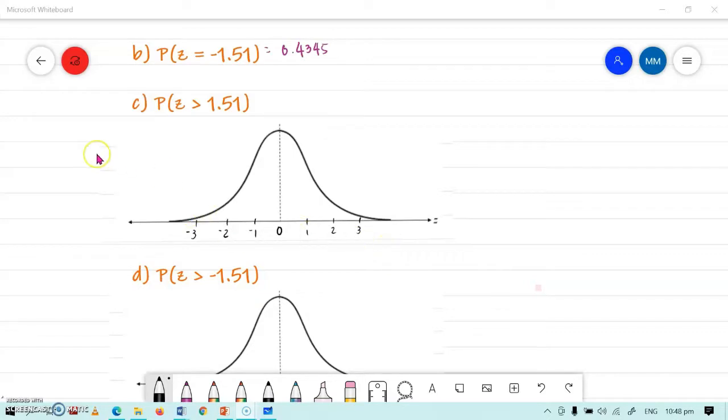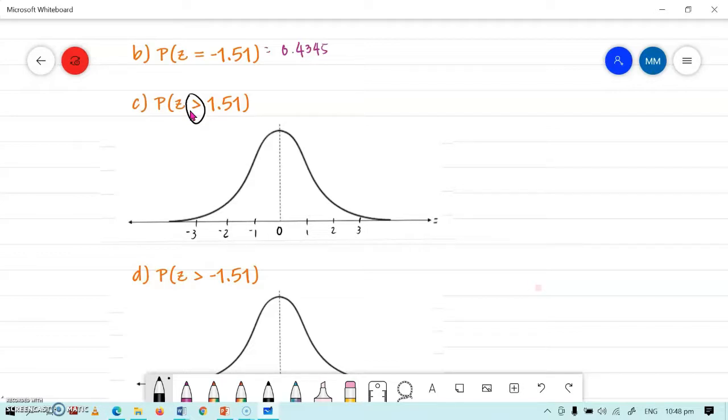Alright, now let's have our next example. Find the probability of z to be greater than 1.51. So we notice here that unlike our first two examples, which z is equal to negative 1.51 and z is equal to 1.51, in our example here we have an inequality symbol which is a greater than. Alright, so how to find the probability of z is greater than 1.51?